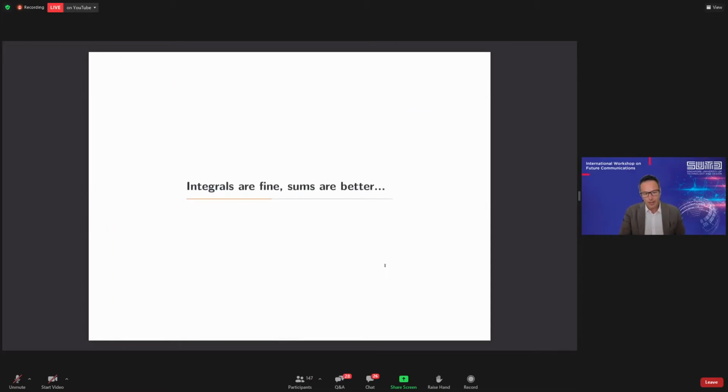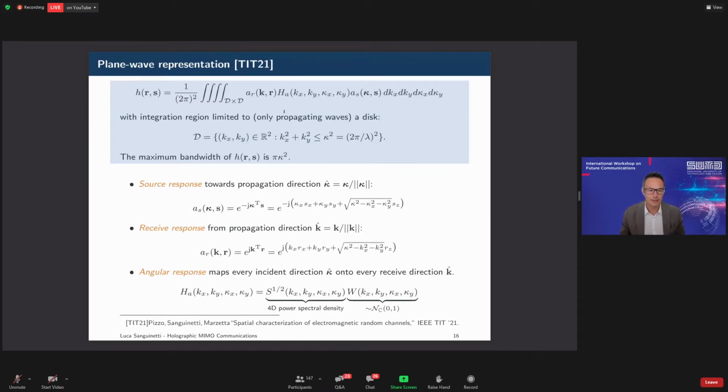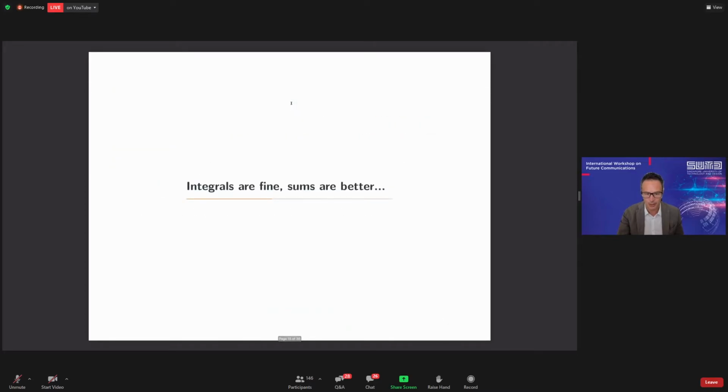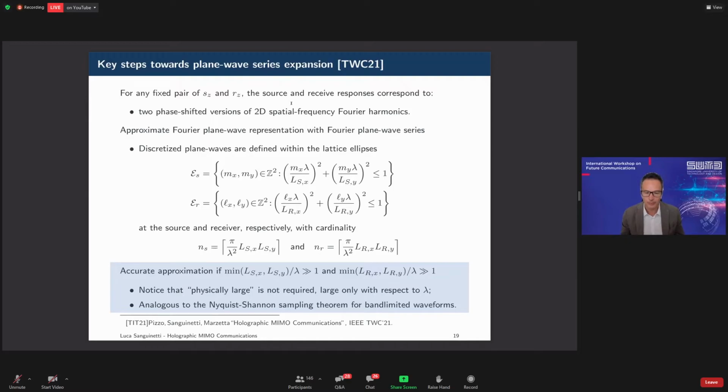So, as you can see here, we have a representation which is given in terms of integrals. Integrals are good, but in communications or in signal processing, sums are better. So instead of using this representation, which is exact but given in the form of integrals, we can actually look for a different representation which is given in terms of sums. And the way to obtain that is quite simple, because it's like passing from a plane wave representation, which is continuous in the spatial domain, to a plane wave series, which is discrete in the wave number domain.